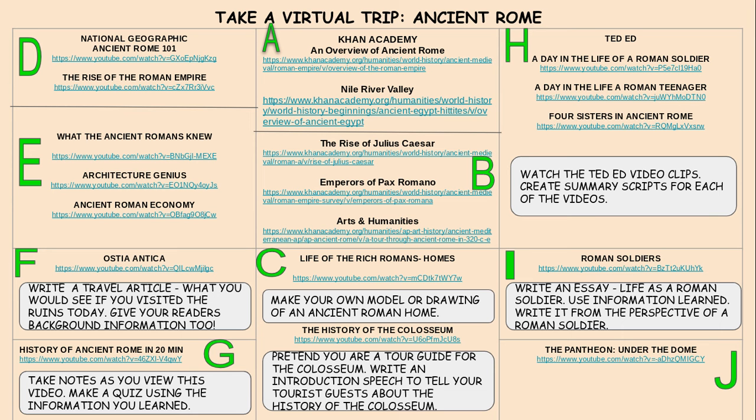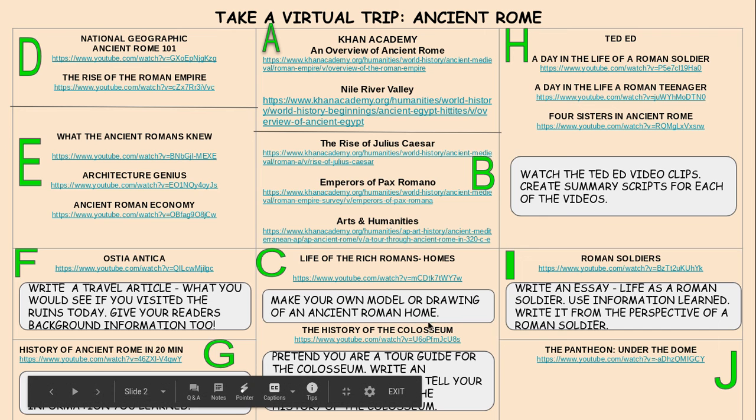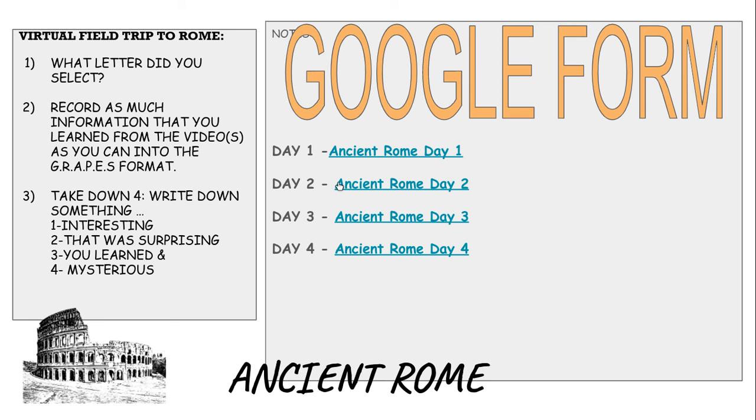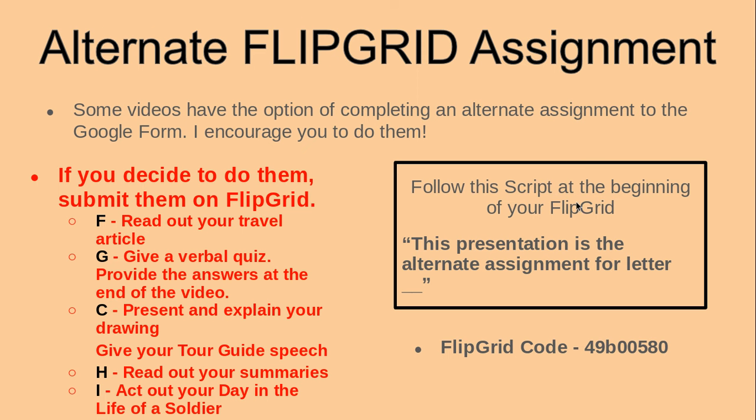You're still filling out the GRAPES organizer no matter what section you choose. But you don't want to fill out the Google form. You'd rather do this alternative assignment in the Roman soldier section, section I. Okay. So you don't want to say it's day two. You watch the video for Roman soldiers. You don't want to fill out this form. And the next part of this little presentation is this alternative Flipgrid assignment.